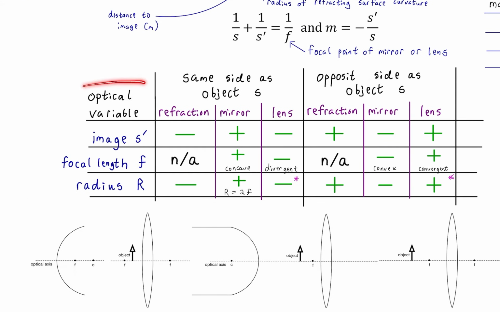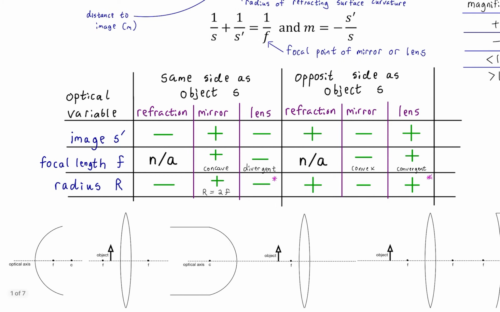On our vertical axis here on our table, we have optical variables: S prime, focal length, and radius. Over here on the horizontal axis of our table, we have cases where the variable is on the same side as the object S, and cases where the variable is on the opposite side as the object S. That's either the opposite side of the mirror, or the opposite side of the refracting surface, or the opposite side of the lens, whatever it may be. It's just the opposite side, okay?